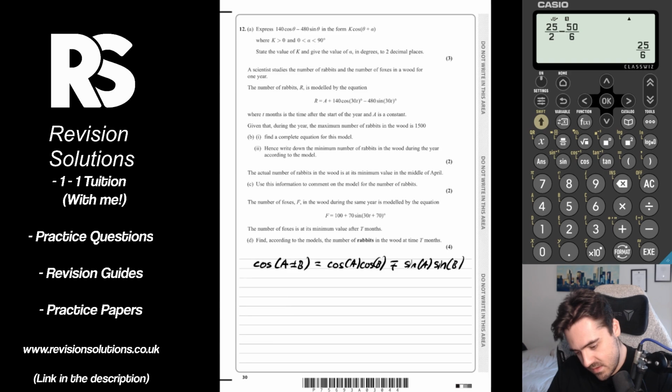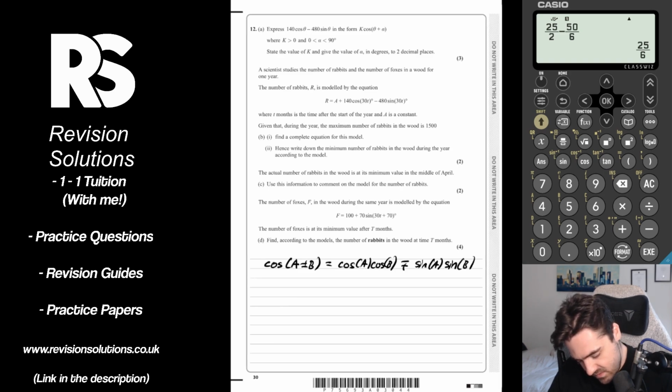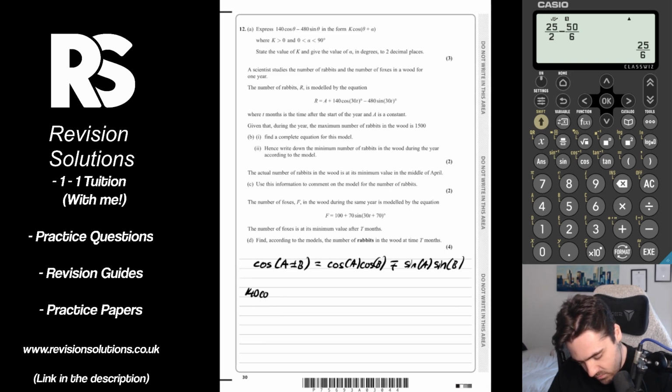So then if we apply that, we're going to say 140 cos theta minus 480 sine theta is equal to, and now we'll apply our addition formula to this form. So it's going to be cos theta cos alpha, but times k. So k, and I'll just reorder that actually. So I'll write it as k cos alpha cos theta.